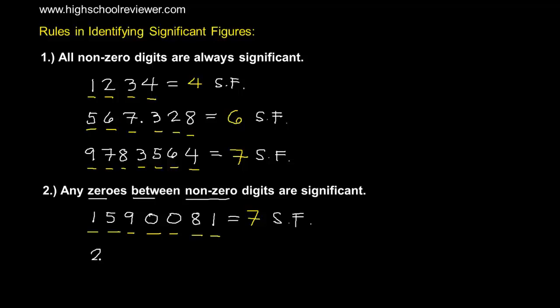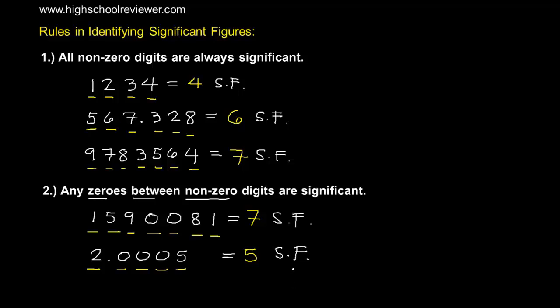Another example. We have 2.0005. How many significant figures are there? Even though we have here a decimal point, all the 3 zeros are in between 2 and 5. Therefore, the 3 zeros together with the non-zero digits, they are all significant. We have here 1, 2, 3, 4, 5. We have 5 significant figures.